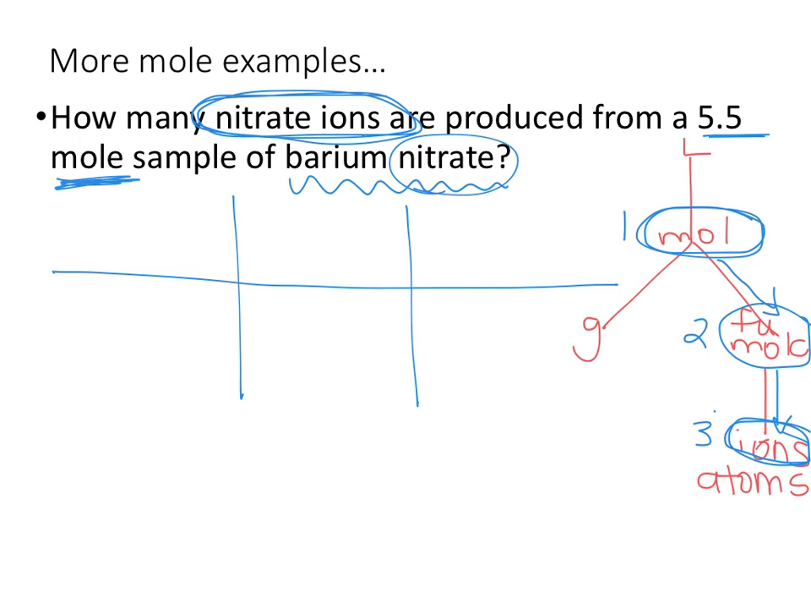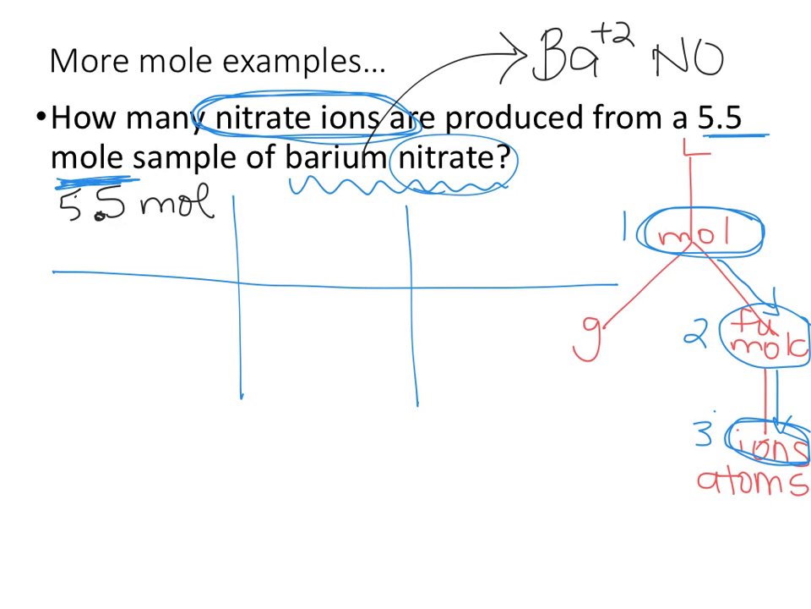So I plug in my given, which is 5.5 moles. And of course, we need a chemical in that box. Our chemical is barium nitrate. So I'm going to come up here and write that formula. Barium is a +2 charge. Nitrate's a -1 charge. We crisscross. There we go. So we've got barium nitrate, Ba(NO3)2.